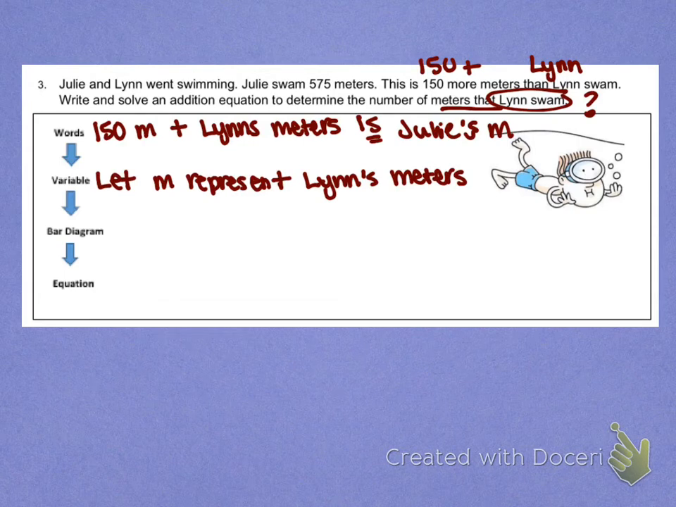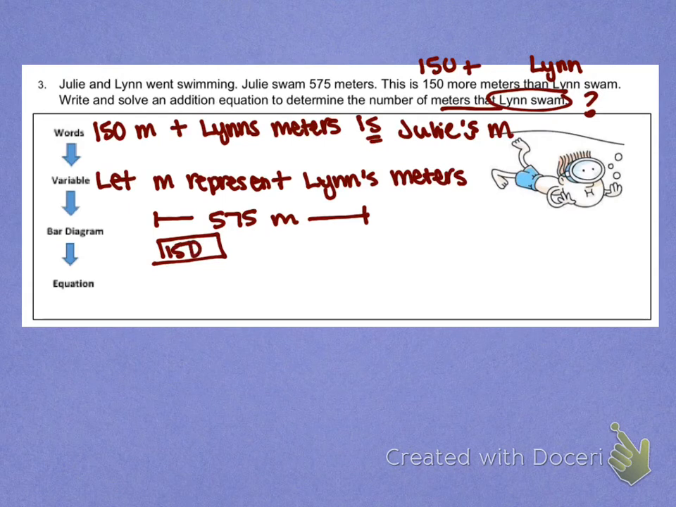So bar diagram, here we're saying that Julie and Lynn went swimming, and Julie swam 575 meters. This is 150 more meters than Lynn. So that means that that's the biggest. So Julie's is 575 meters, takes up the whole bar. Okay, so then we know that 150 more meters, and then we know the rest is what Lynn's meters are, right? So that's M. So when we take Lynn's meters and we add 150 to it, we get Julie's meters.